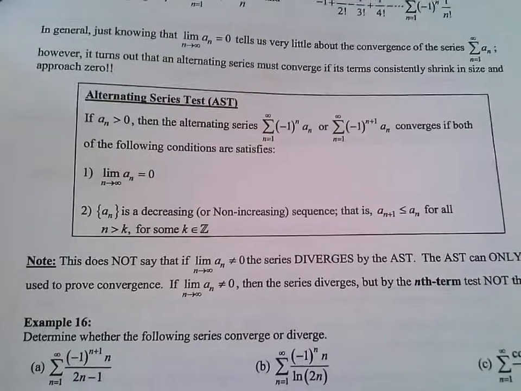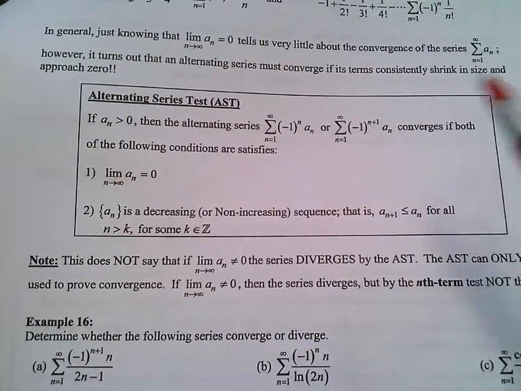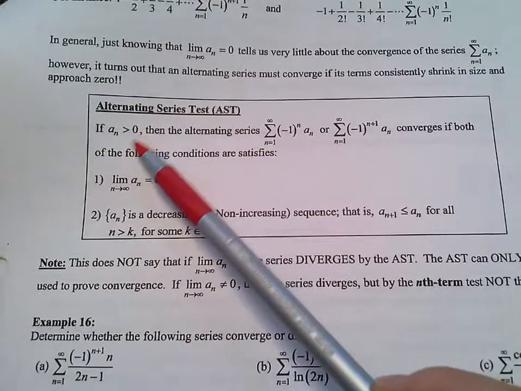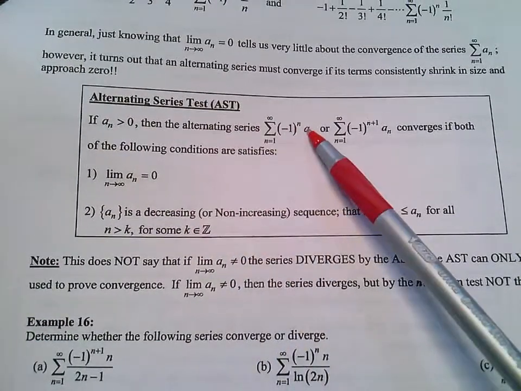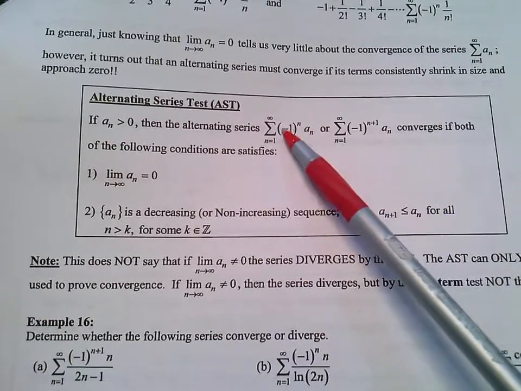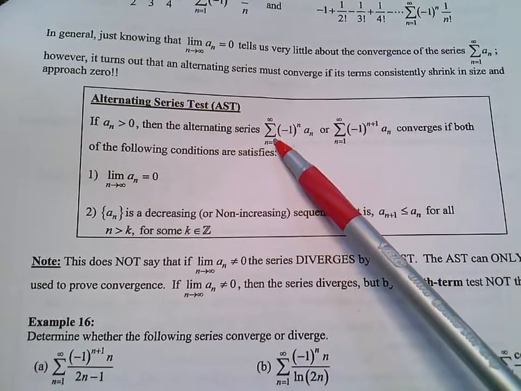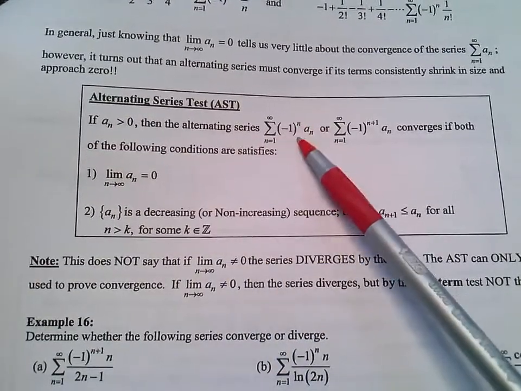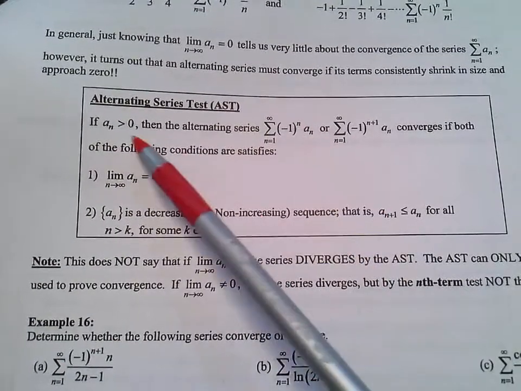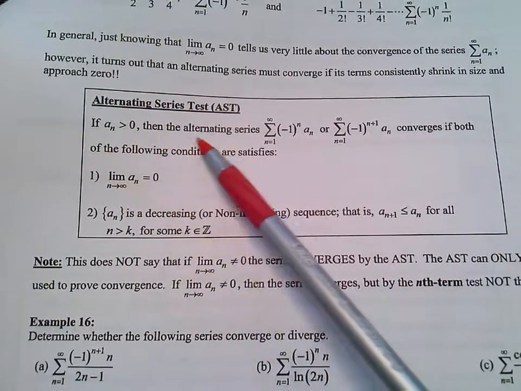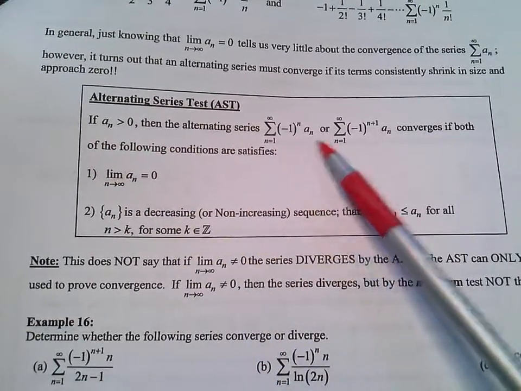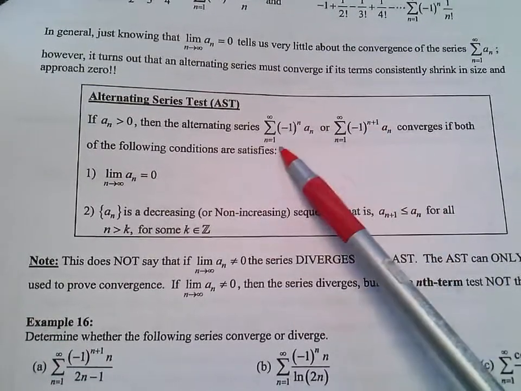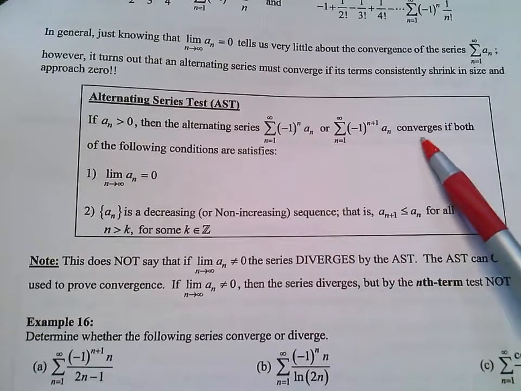In order to use the alternating series test, we need to check two conditions. Number one, first of all, a sub n should be greater than 0, so a sub n does not contain the sign. When you determine a sub n, you have to exclude the sign from each term. If a sub n is greater than 0, then the alternating series goes like this, or negative 1 to the n plus 1. This one goes positive, negative; this one goes negative, positive.